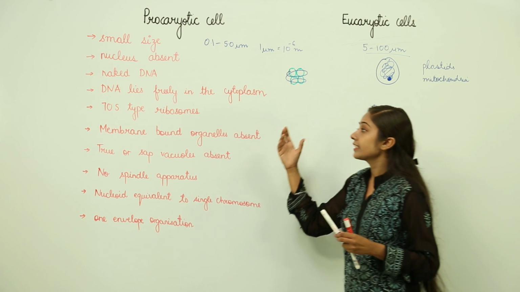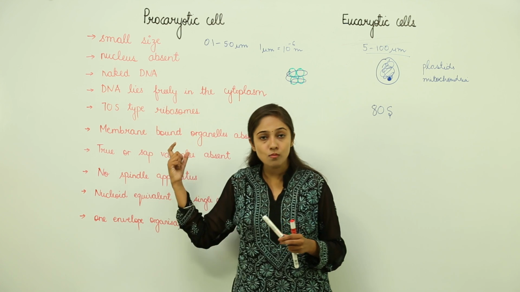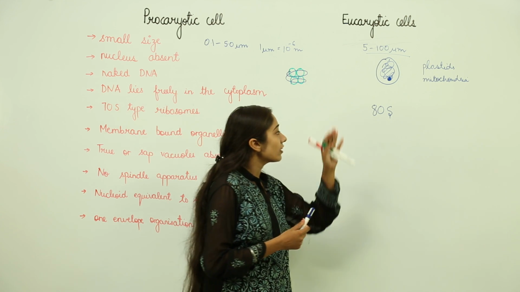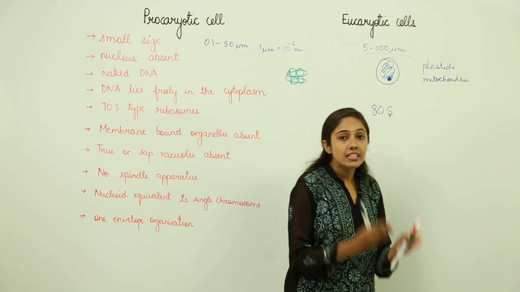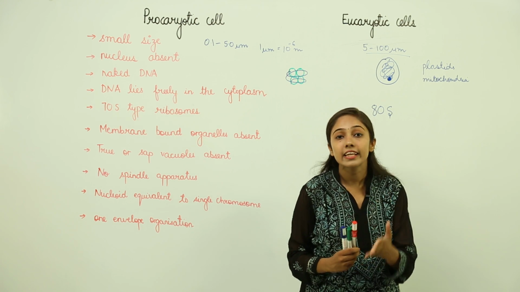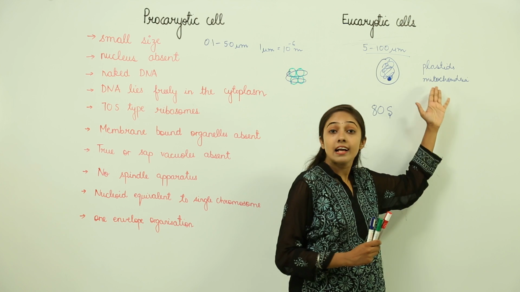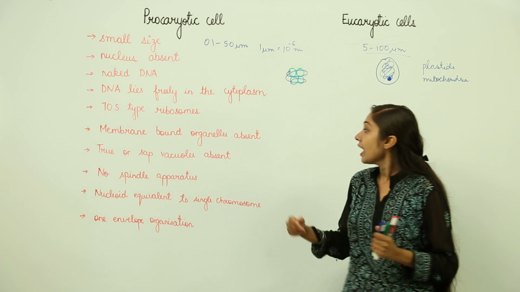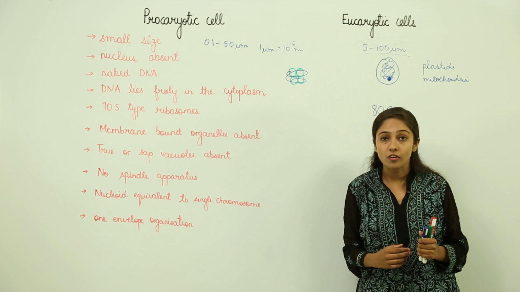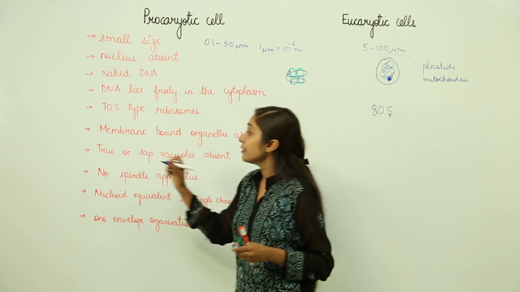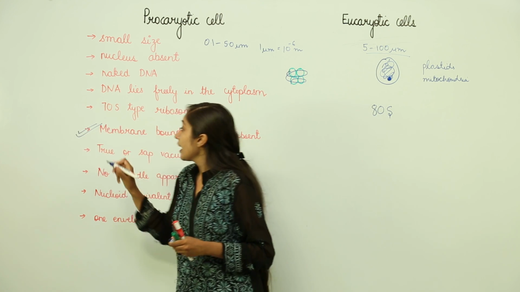So a prokaryotic cell contains 70S type ribosomes, right? But in eukaryotic cells, we generally have 80S ribosomes, and 70S ribosomes are found in organelles like plastids and mitochondria. Then membrane bound organelles are absent in a prokaryotic cell. So this is also a very important difference you can make out.